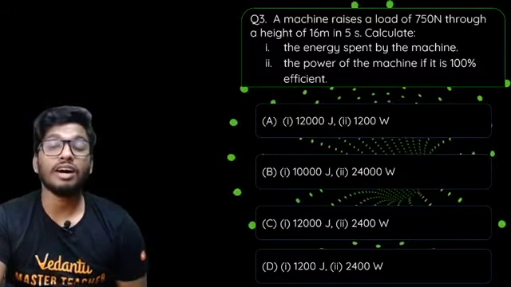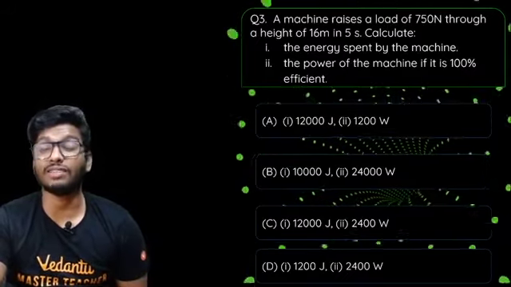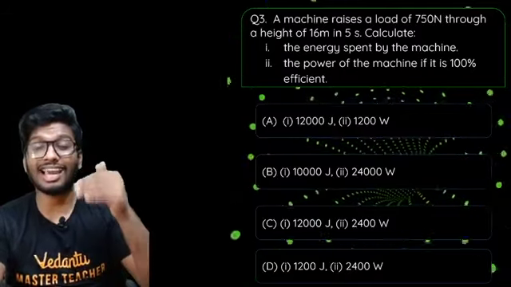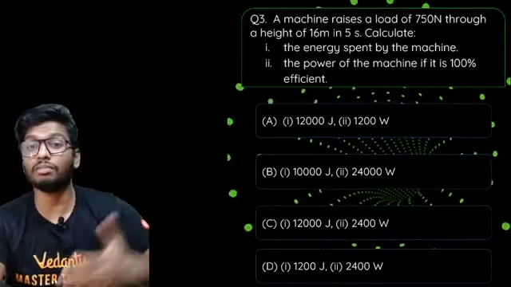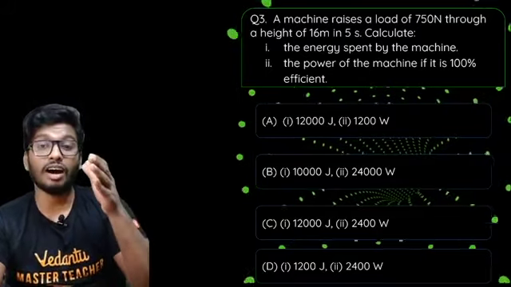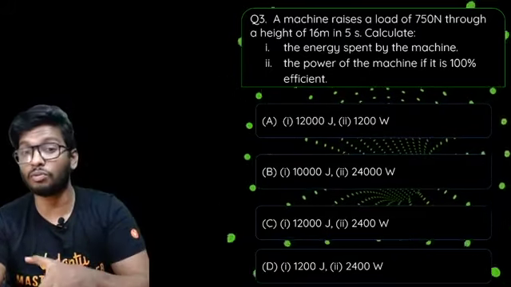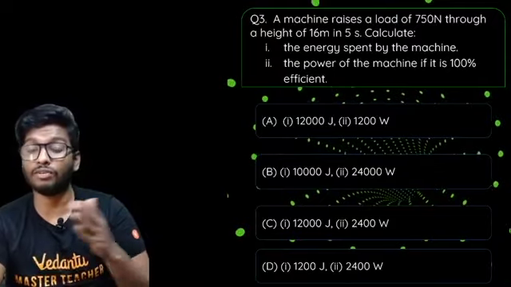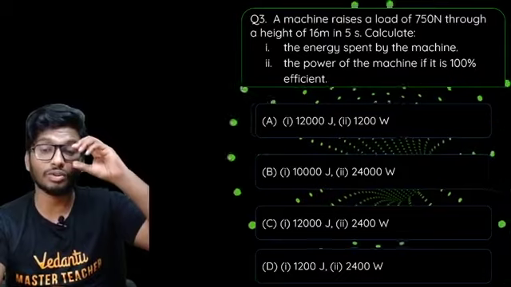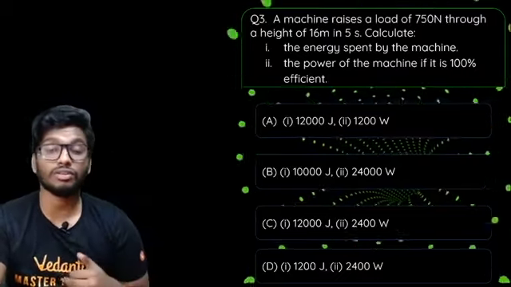Moving on to the third question. A machine raises a load of 750 Newton through a height of 16 meters in 5 seconds. Calculate the energy spent by the machine and the power of the machine if it is 100% efficient. Your options are 12,000 joules and 1,200 watt, 10,000 joules and 24,000 watt, 12,000 joules and 2,400 watt, or 1,200 joules and 2,400 watt.